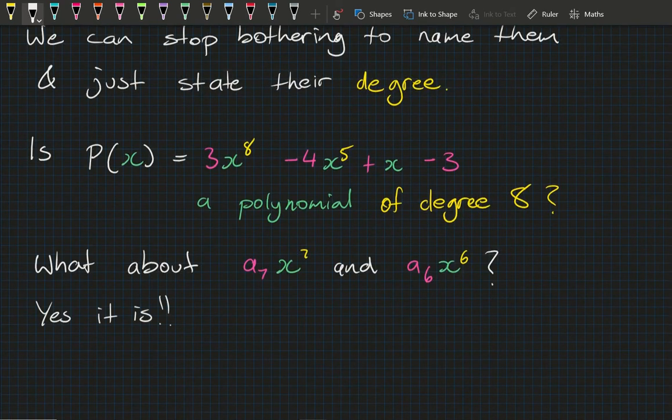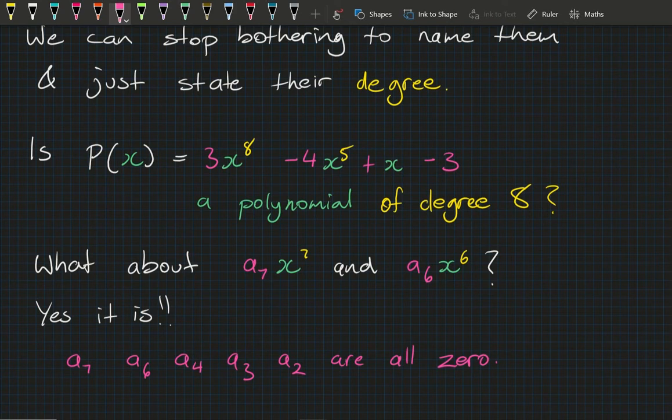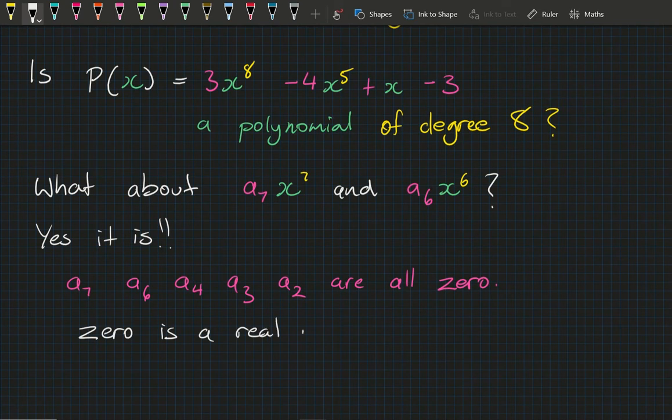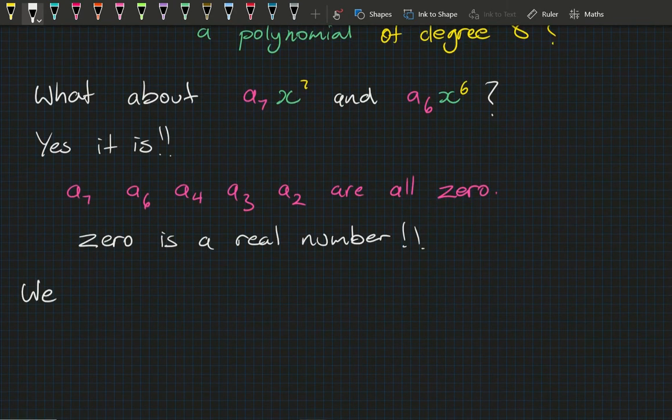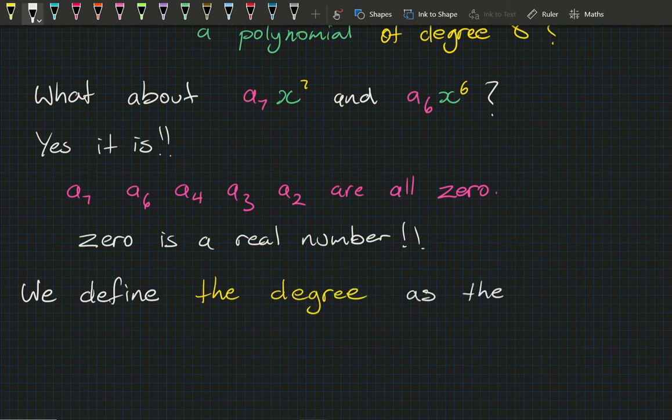For this polynomial, you would say that a7, a6, a4, a3, a2 are all 0. So even though x to the power of 7, 6, 4, 3, and 2 exist, so to speak, in this polynomial, their coefficient is 0, so they end up adding nothing to the polynomial. And 0 is a real number. So to define it formally, we define the degree of a polynomial as the largest power of x with a non-zero constant.